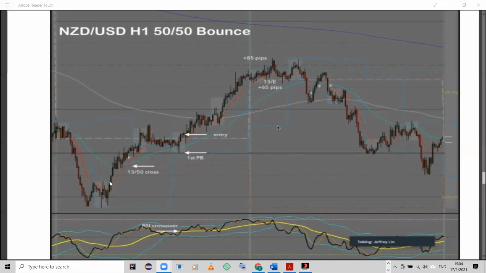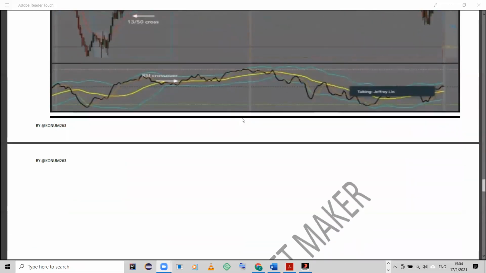First thing, anchor, we have a beautiful one this time on NZUSD. Second, the 50 cross. Third one, first pullback, entry, TDI confirmation. You get it. Profit after profit, guys. Profit after profit.